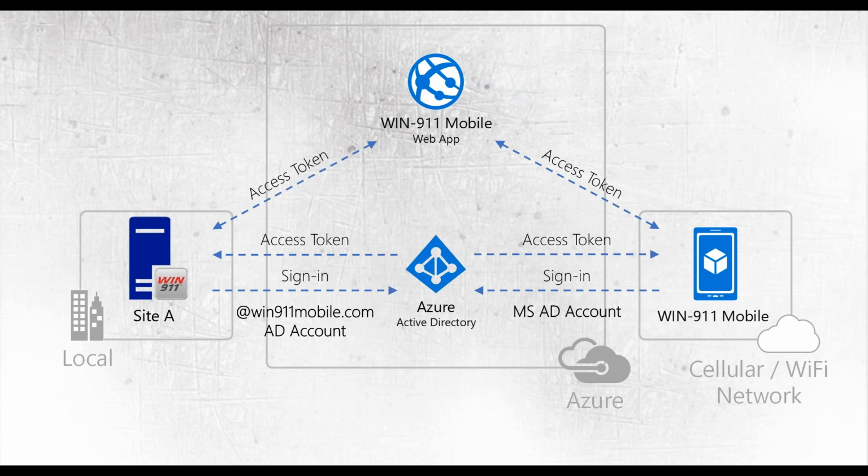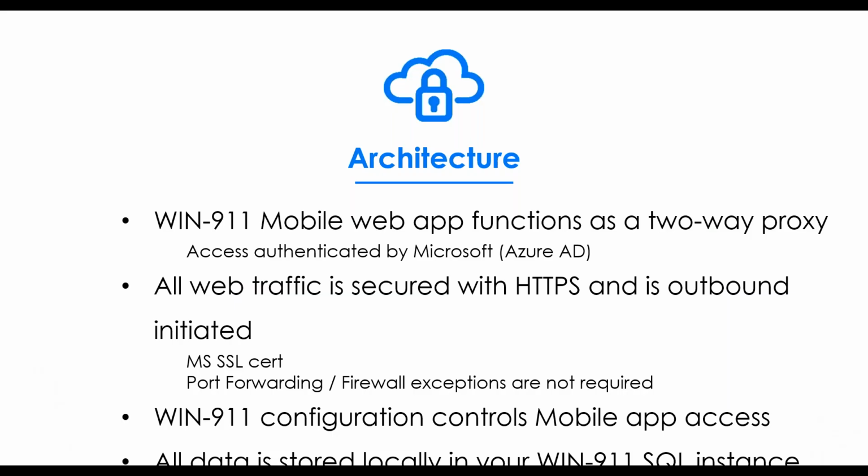So only the users that you put into your system are going to be able to access Win91 Mobile. If you remove somebody from your system, then they won't be able to access it anymore. Just a little bit more about that. The web app is what's facilitating the connection between your Win91 system and the mobile apps. I wanted to point that out because it's important that your mobile devices don't require inbound access to your network. Rather, both the Win91 system and the mobile apps are communicating only with that web app.